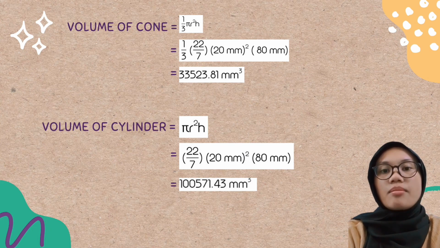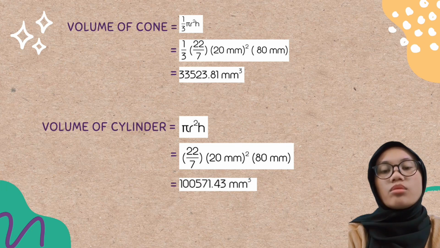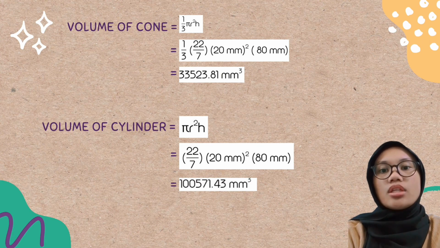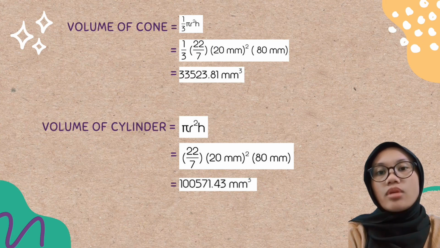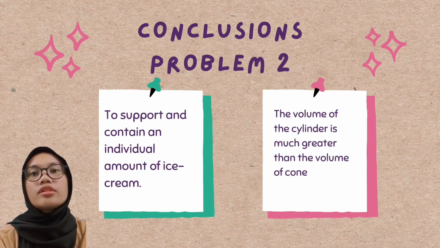Next is the volume of cylinder. The formula is pi r squared h. So we can proceed to calculate it with the formula given. 22 over 7 times 20 mm squared times 80 mm. So the answer is 100,571.43 mm cubed.